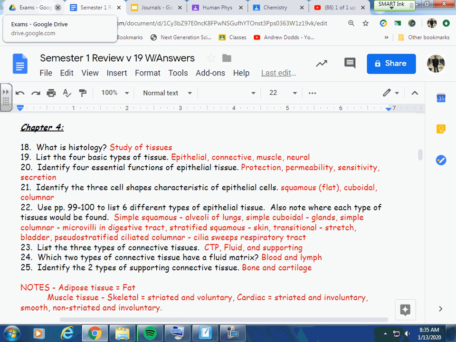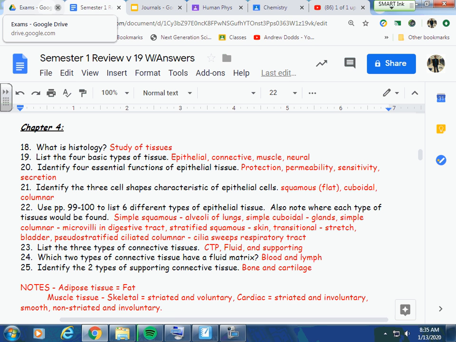All right. And then we have pseudostratified, which means fake stratified. It's not really more than one layer, but it looks like it because the nuclei are all at different levels when you look at the cells. Another important feature to remember here is this is pseudostratified ciliated, so it has cilia, the little hairs on it. And those hairs are good sweepers or filterers, so we find this in the respiratory tract.